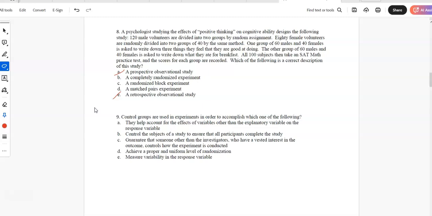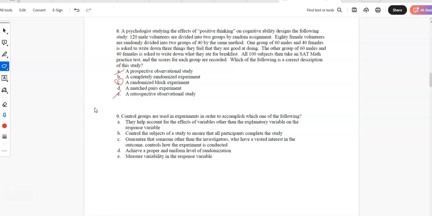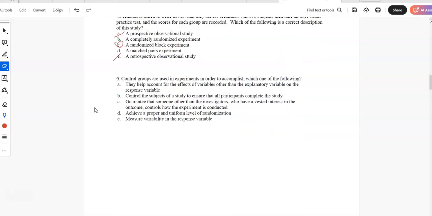So what type is it? Is it completely randomized? It doesn't seem completely randomized, which would just be half the people get the treatment, half the people get the inactive treatment. That's not what they did. They broke them into groups, similar groups, right? Boys and girls. They blocked by gender. So I think it's a randomized block. They didn't pair them up. That would be impossible. There's 40 of one, 60 of another there. So it's definitely a randomized block.